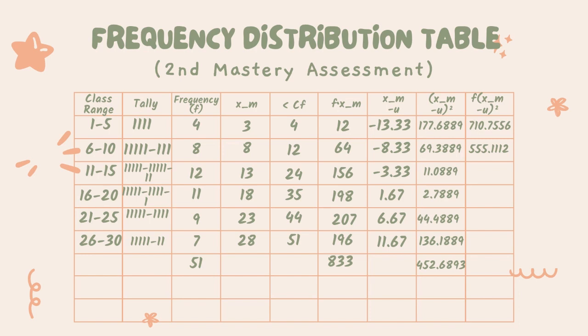11.889 multiplied by 12 is equal to 133.700. 2.7889 multiplied by 11 is equal to 30.6800. 44.4889 multiplied by 9 is equal to 400.4300. And lastly, 136.1889 multiplied by 7 is equal to 953.3300. And by summing all our gathered frequency multiplied by the square difference of x sub m minus mean, we will get the sum of 2783.3300.